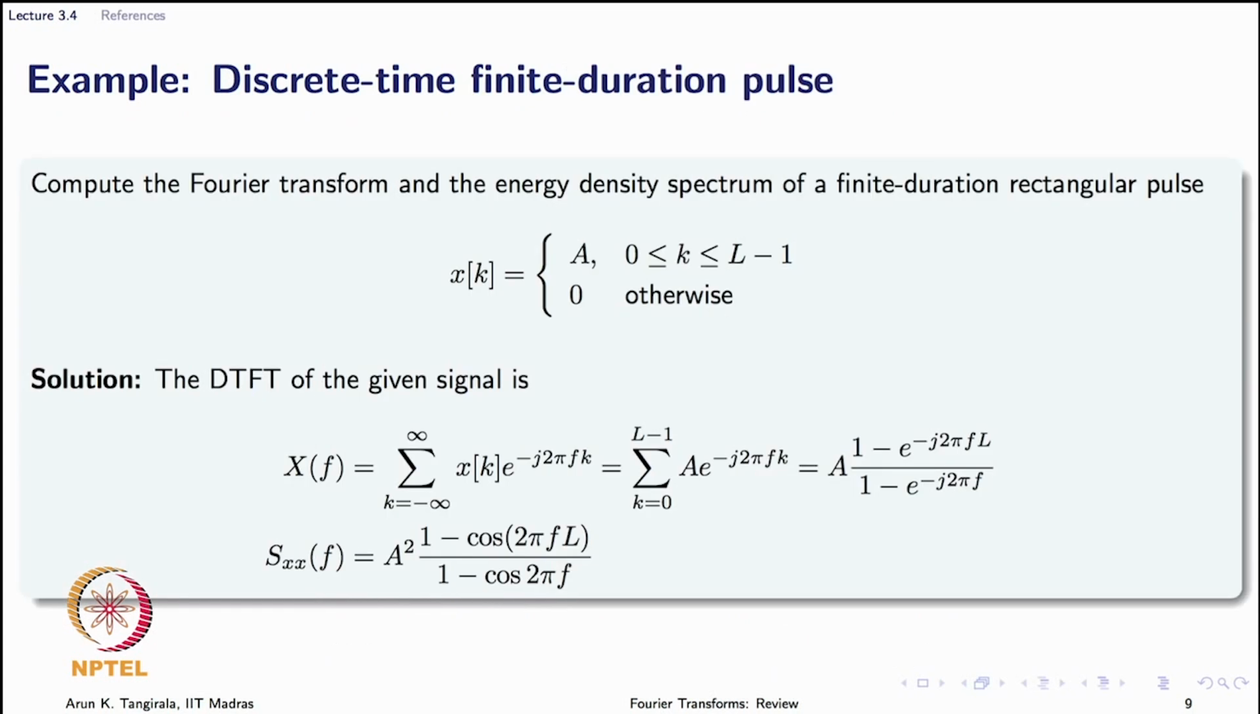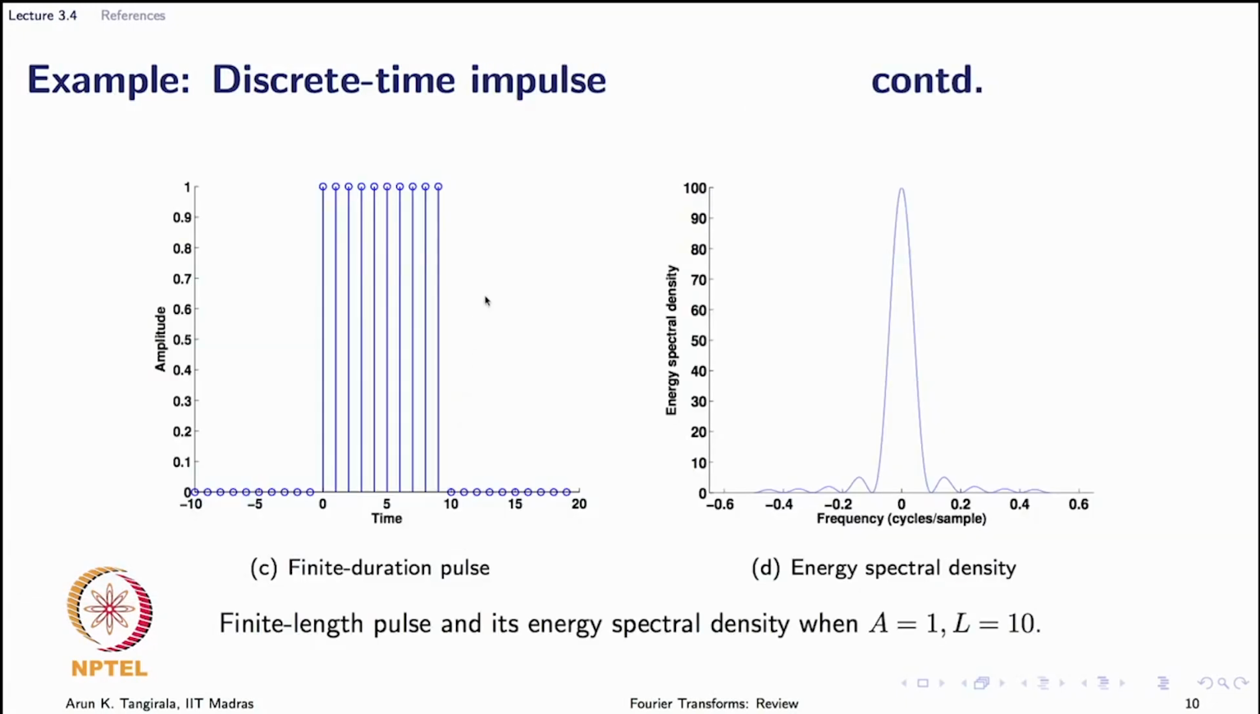Now, when we evaluate the discrete time Fourier transform of a finite duration pulse, we have this expression here. Again, this is fairly easy to derive, just walk through the math and you will get this answer, and the expression for the energy spectral density is given by evaluating the squared magnitude of X of f. L is the duration of the pulse that we are talking about. To give you an idea of how things look, I have evaluated this for L equals 10 and A equals 1, that is amplitude being 1.